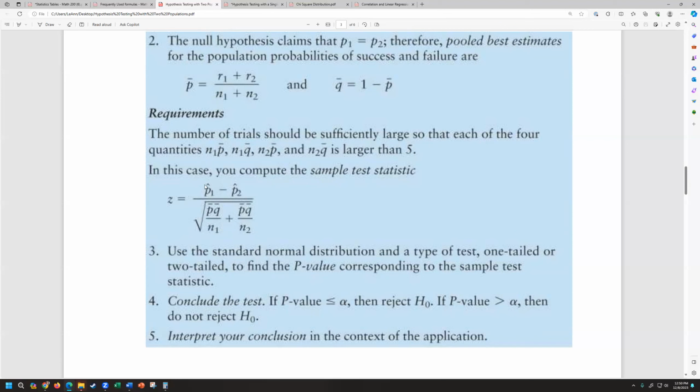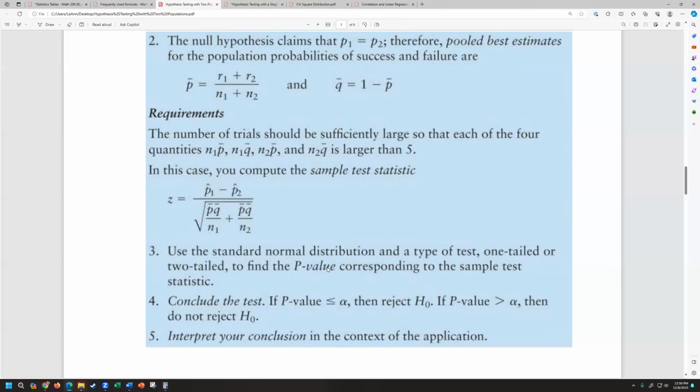So notice we do P hat 1 minus P hat 2 all over, and then these are population estimates. Remember that we calculated up here. It's the P bar times Q bar over the first sample size plus the P bar times Q bar over the second sample size. And again, these last 3 steps are the same every single time.